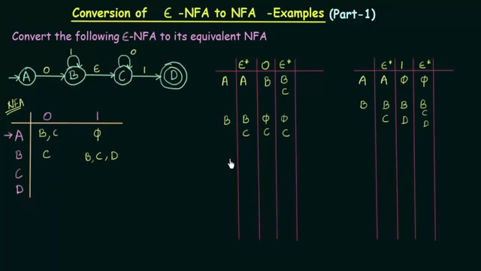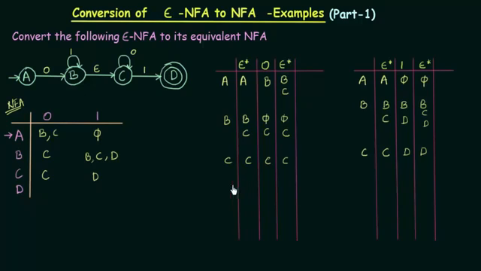Alright, so let's come to state C now. On input 0, we have to do the epsilon closure of state C, which is only C, because C goes only to C itself on epsilon. And then on input 0, C goes to C itself, and again the epsilon closure of C will be only C. So C on input 0 will go only to C. And let's see what will happen on input 1. C's epsilon closure is C. C on input 1 goes to D, and D's epsilon closure is only D. So C on input 1 will go to state D.